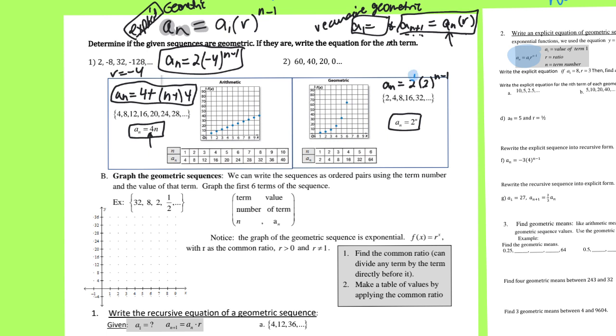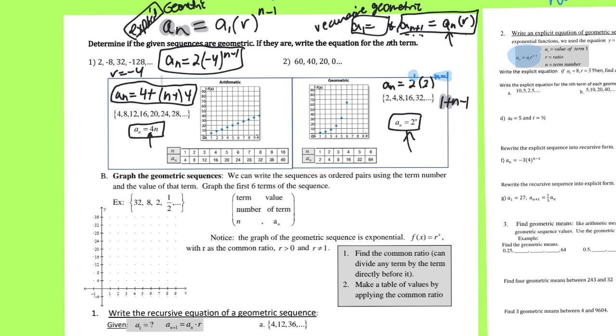you do 1 plus n minus 1. Combine like terms, 1 minus 1 is 0. This becomes this right here. Normally you don't do any sort of combining like exponents. You just write the equation and be done.